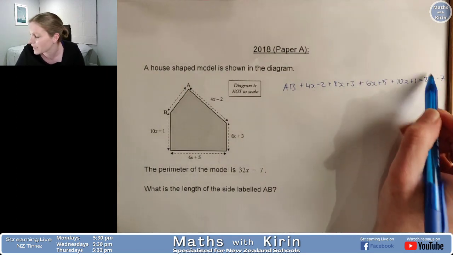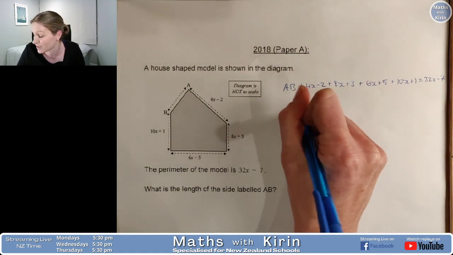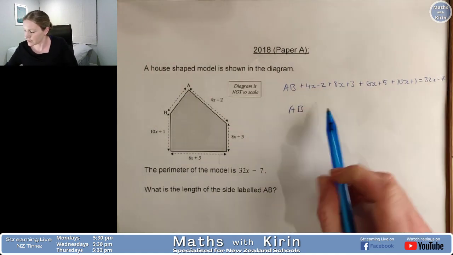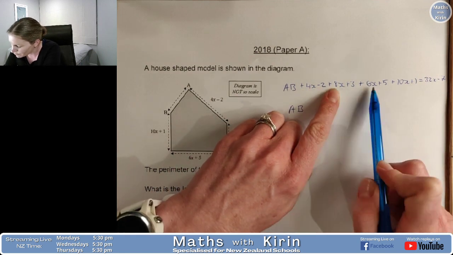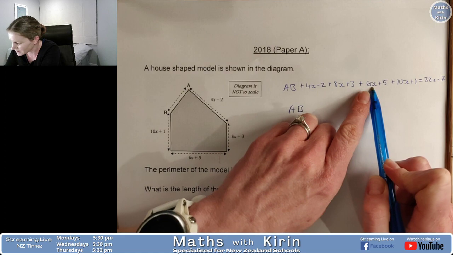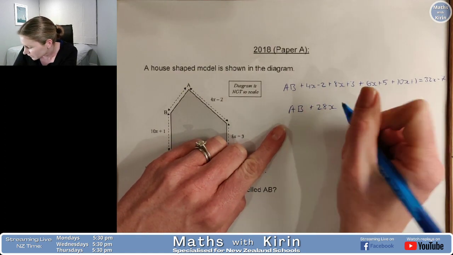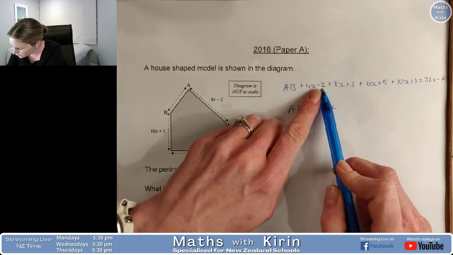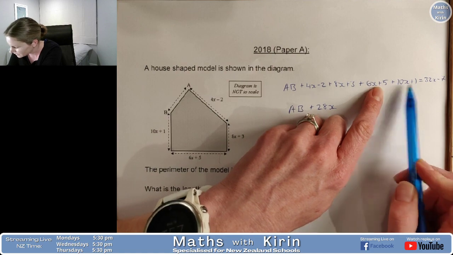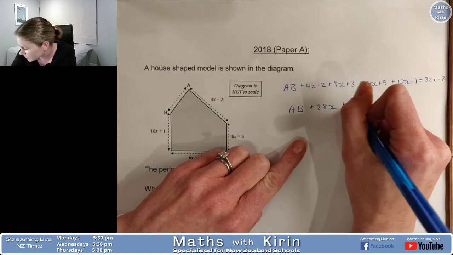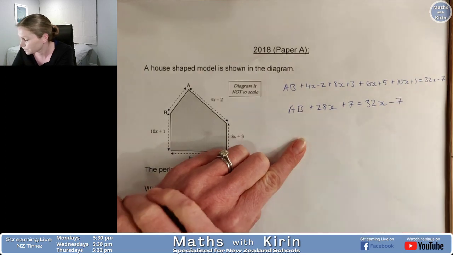Normally the convention is to write our equal signs in line, but I'm going to bring it to the left a little bit so it's easier to read. So we've got 4x. If we add 8x, that gives us 12, plus 6 takes us to 18, plus 10 gives us 28x. Negative 2 plus 3 is 1, plus 5 is 6, plus 1 is 7. So 28x plus 7 is equal to 32x minus 7.